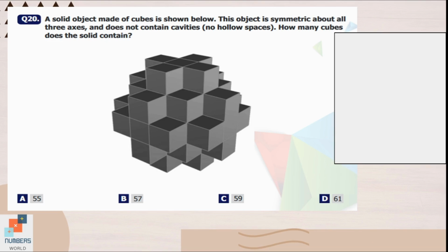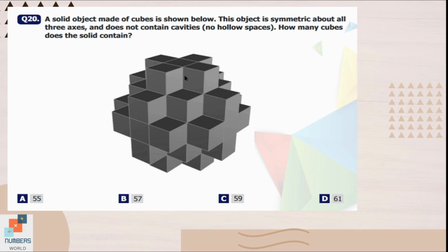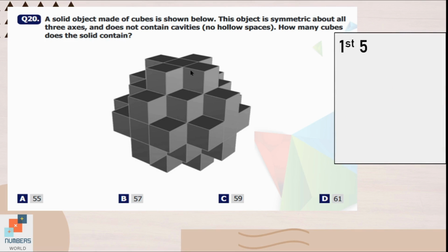This object is symmetric about all three axes and does not contain cavities, no hollow spaces. How many cubes does the solid contain? At the top layer, it has 5 blocks. In the second layer, 5 blocks are hidden under the top layer, and we are going to count the number of blocks which are visible to us.